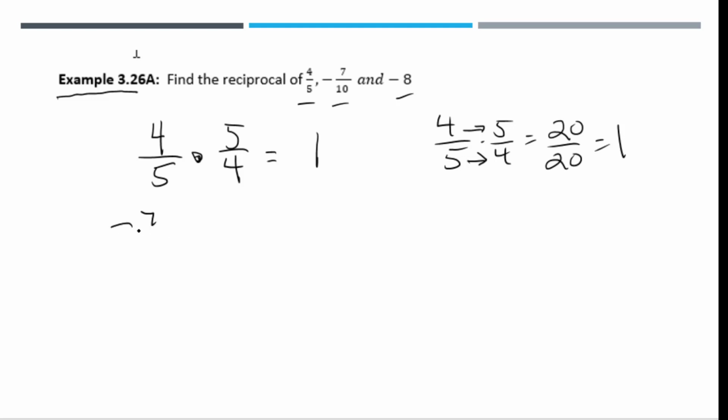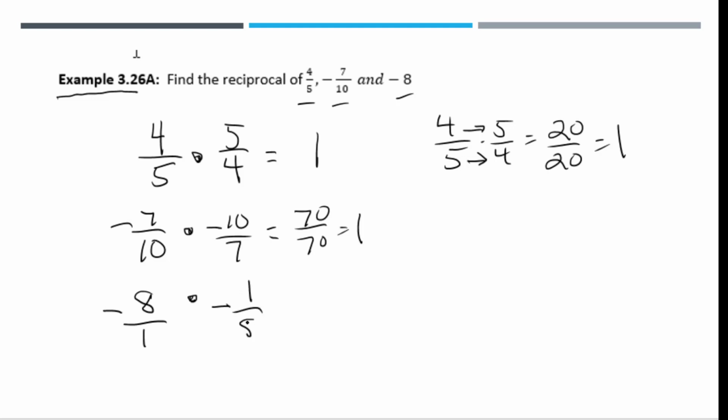So now I have a negative 7/10. And watch this. I'm going to multiply by a negative 10/7. Why? Because a negative times a negative is a positive. And then that's 70 over 70, which is 1. And here I have a negative 8. What do I multiply it by? Well, don't forget, you can always put a 1 under the 8, because 8 divided by 1 is 8. I'm going to multiply this by a negative 1/8. Negative times a negative is a positive, and again, I get 1. So these are the reciprocals of these numbers.